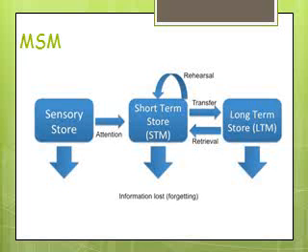Okay, our first model of memory is the multi-store model. This is a linear model and it describes how information flows or is passed through each of the 3 stores of memory. This is the sensory store, the short-term memory store and the long-term memory store. The sensory store has a very brief duration, so it's less than half a second long.